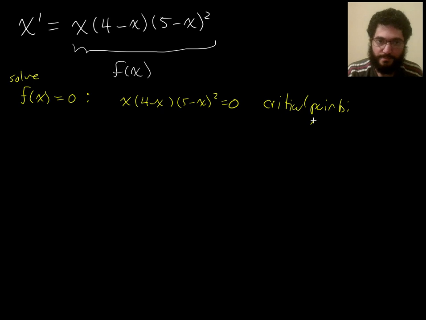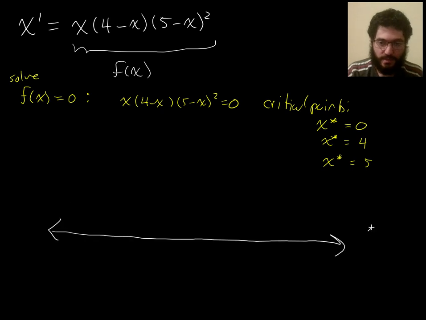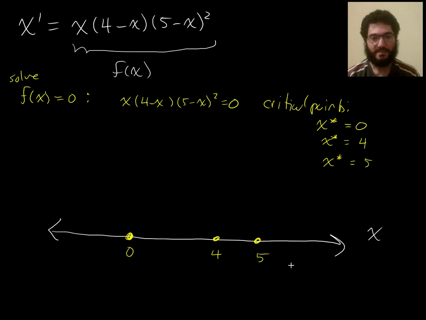There are 3 of them. X star equals 0, x star equals 4, and x star equals 5. So that's already telling me, no plots needed, how to start filling out my phase diagram. Here's x equals 0, here's x equals 4, and here's x equals 5. And these are all equilibrium solutions.